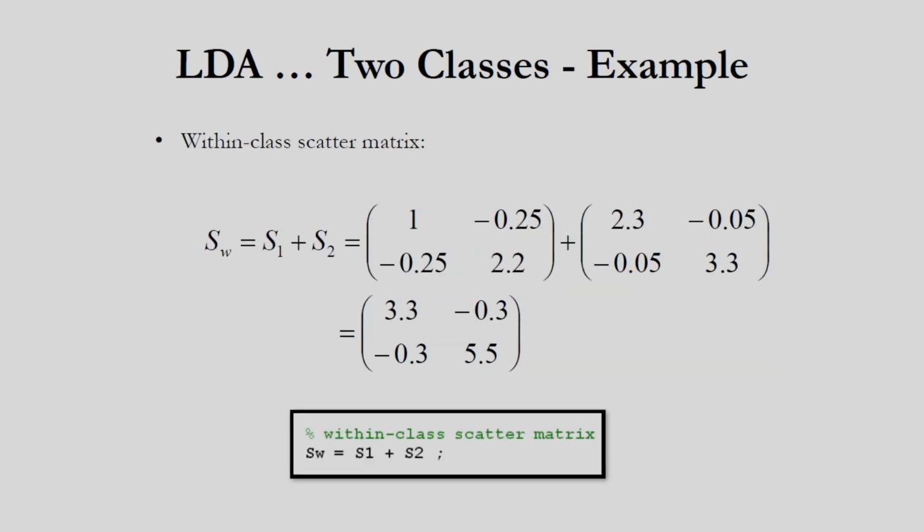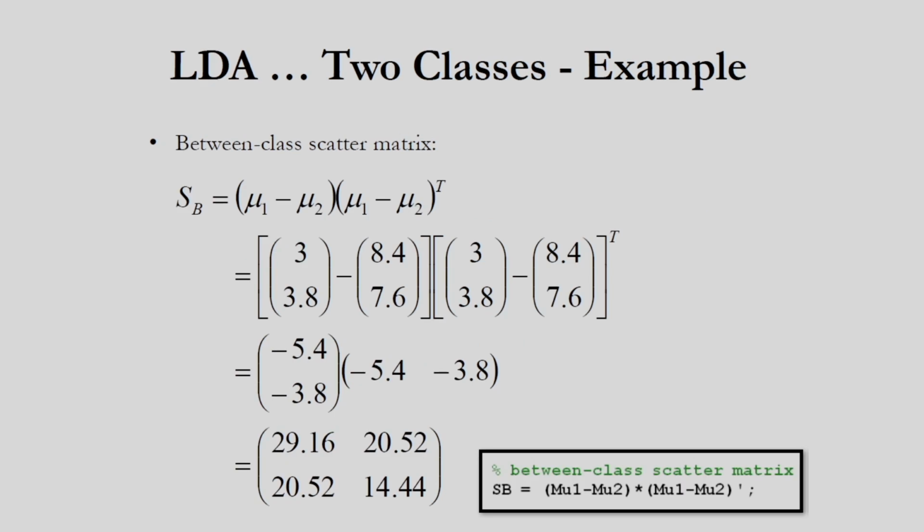From this S1 and S2 you can determine the within class scatter matrix SW. So you will be getting this. After this, you can also determine the between class scatter matrix from these two means, because you have already calculated mu1 and mu2. So I am computing the between class scatter matrix, and even in MATLAB it is very simple.